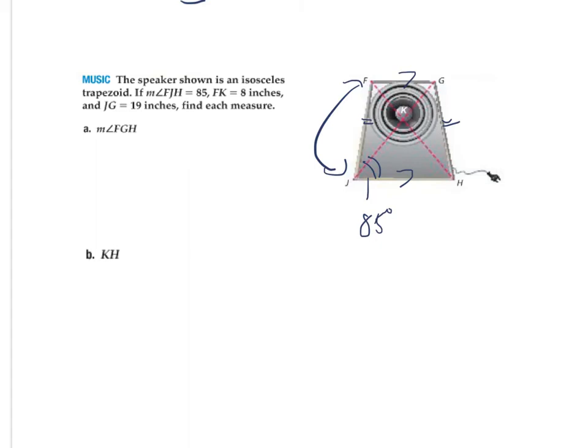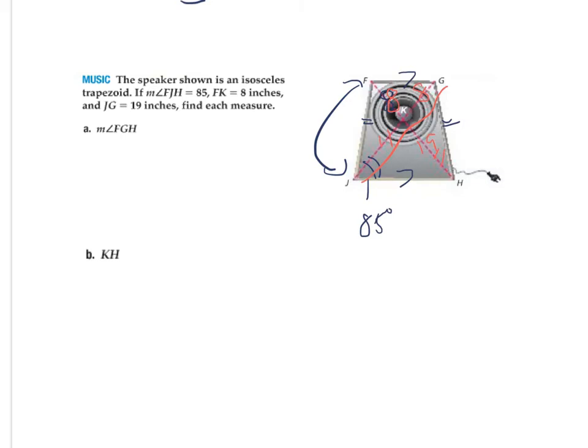And we know that FK is 8, there's K right here, so this piece right here is 8. Let me do that in red so we can see it. That piece right there is 8. And we know that GJ is a total of 19, which means now that this must be 8, and this is 11, and this is 11.